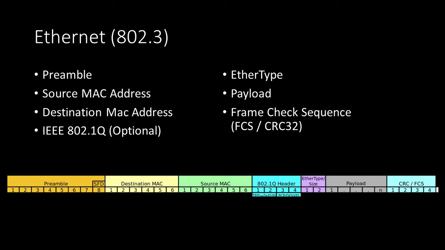On the receiving end, the CRC32 algorithm is run again on the received data, and the computed digest is compared with the one inside the frame check sequence. If they don't match, there was something corrupted and the packet gets dropped.